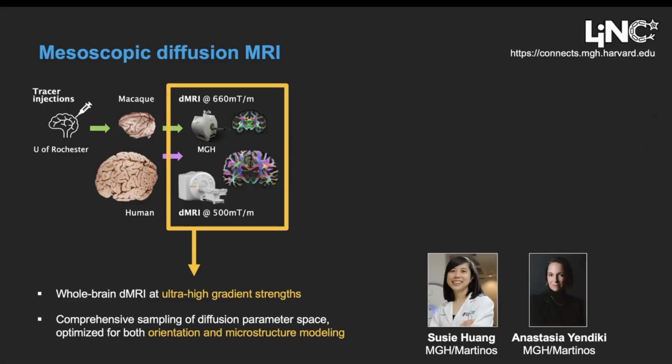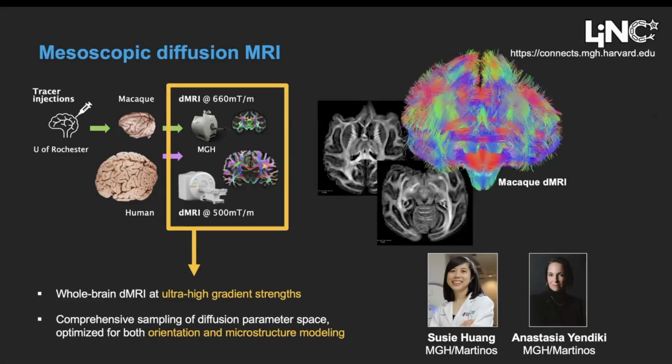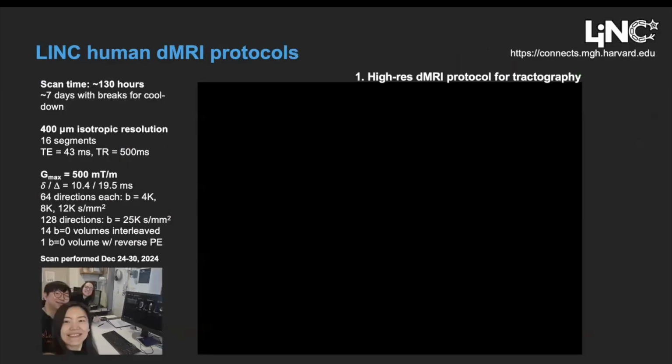And so we're doing the most comprehensive sampling of the whole parameter space of diffusion MRI that includes echo times, B values, diffusion times, et cetera, using protocols that have been optimized both for orientation reconstruction as well as microstructure modeling. And this is basically expanding on our work from doing the whole brain diffusion MRI scans in Suzanne's macaque brains, but now to the human brain as well.